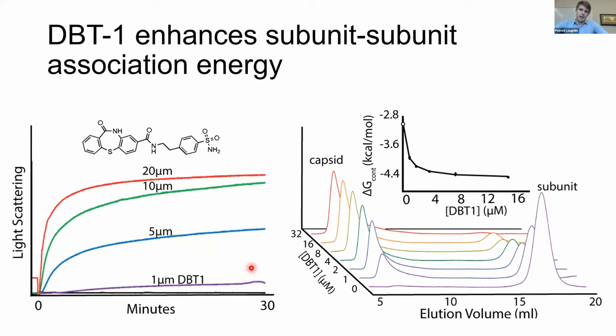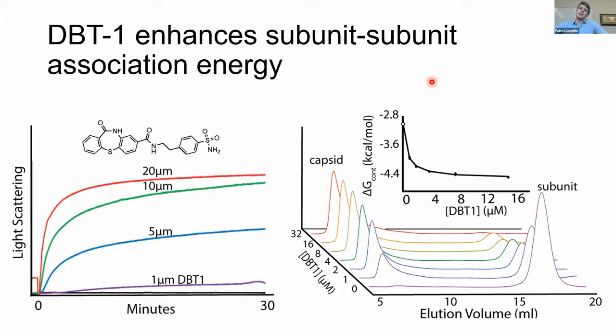Similarly, by light scattering, we can see that as we move from 1 to 5 to 10 to 20 micromolar DBT, we enhance the kinetics of assembly of higher order structures in a dose-dependent fashion. When we take these same samples and inject them on a size exclusion chromatography column, we see that as we increase the concentration of DBT1, we're making more and more capsids or higher order structures. This equates to an enhancement of the delta G per contact, a measure of the subunit association energy, by about 1.3 kcal per mole.